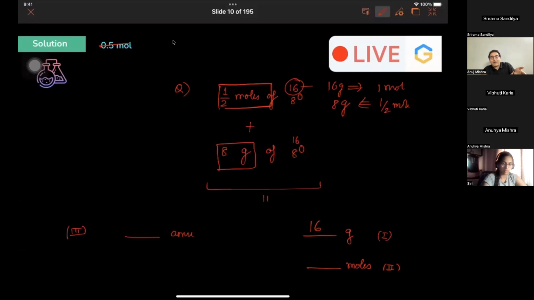Second question. This time I expect the answer in terms of mole. You have 16 gram of O16. So how many moles will it be? Of course, 1 mole, because its atomic weight is 16 gram per mole. Okay, or if you have doubt, do it this way. Half mole is here. You have 8 gram. 8 gram is how many moles? 8 gram is also half mole. Total how many moles are there? Half plus half is how much?